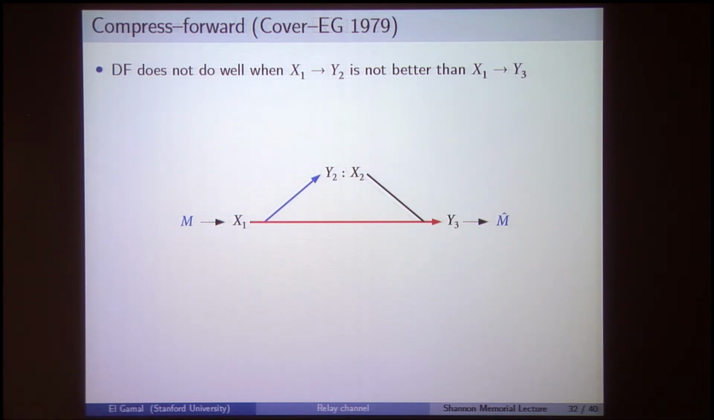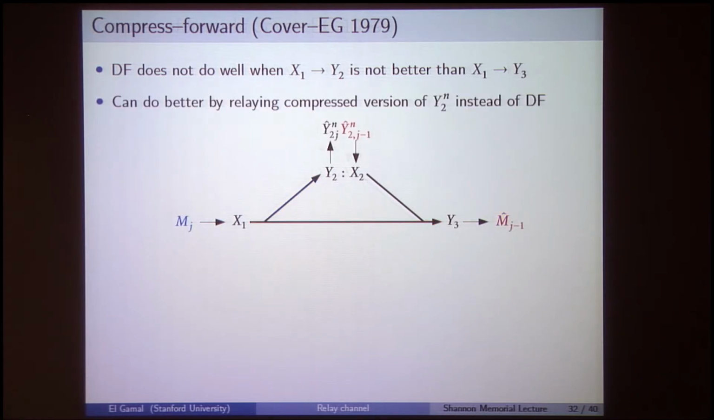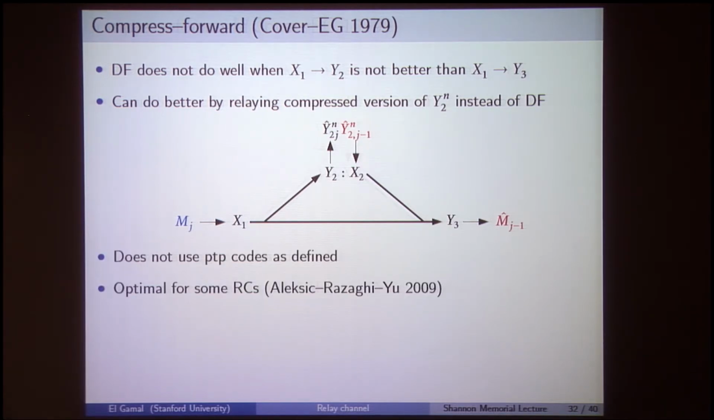Okay, so can we do better? The answer is yes, we can do better by relaying compressed versions instead of decoding y2 as in decode and forward. We compress it, or we quantize it, if you will, and send that. The relay just relays the compressed version. Again, this scheme does not really use point-to-point codes as we define them. It's not quite point-to-point codes, but it's actually pretty good. It's optimum for some relay channel classes.